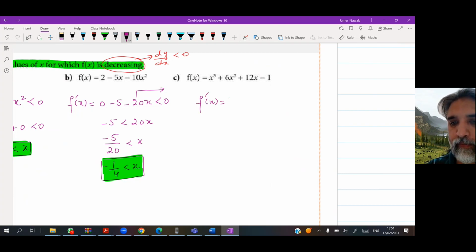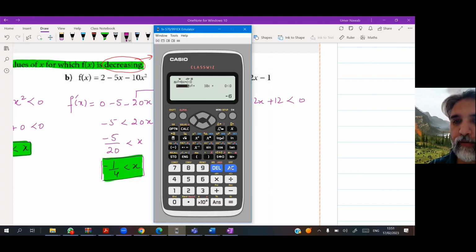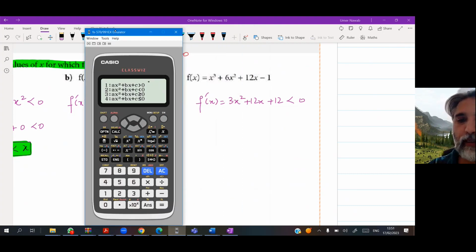f dash of x is 3x squared plus 12x plus 12 less than 0. Solve the inequality. Option 2. 3, enter. 12, enter. And 12, enter. No solution. Why no solution? Because when I draw this graph, it is totally increasing.